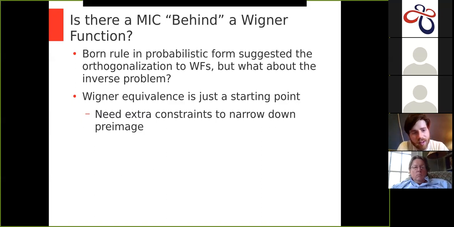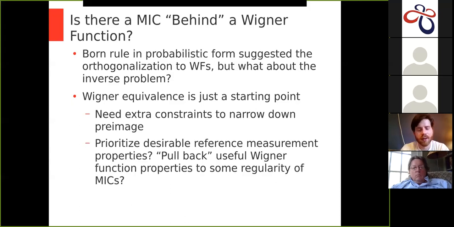So as I say, Wigner equivalence is just a starting point. We need extra constraints to narrow down that preimage. There are a couple things you could think about. You could prioritize desirable reference measurement properties, such as the average rank, maybe, of the meek. Low rank meeks are genuinely better than high rank meeks for informational considerations.